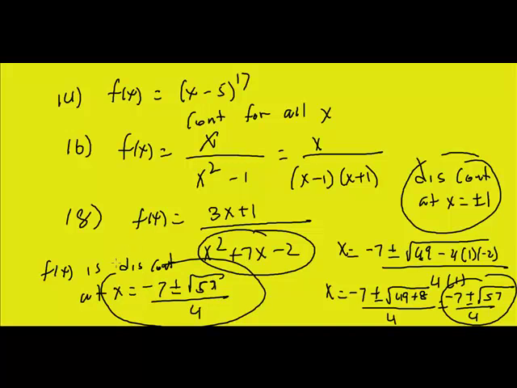Okay, alright, now one more example. I know it's a long lesson, so let's go to one more example, which is number 24. Number 24 gives a piecewise function. f of x is equal to 3 over x minus 1 when x is not equal to 1, and 3 when x is equal to 1.